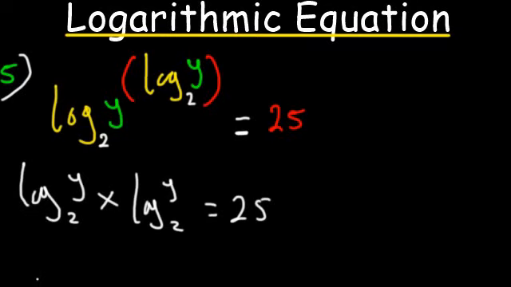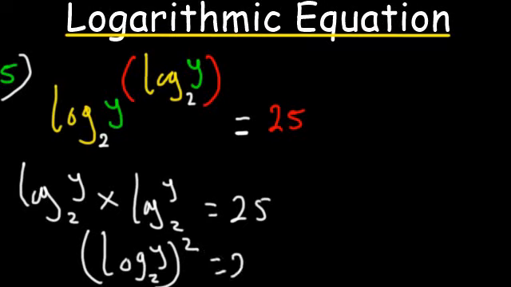Now it turns out that log of y to a base of 2 is multiplying itself 2 times, and whenever you have a value multiplying itself 2 times, it's going to become a perfect square. So log of y to a base of 2 times log of y to a base of 2 becomes log of y to a base of 2 squared. So we have log of y to a base of 2, all raised to the power of 2, equals 25.